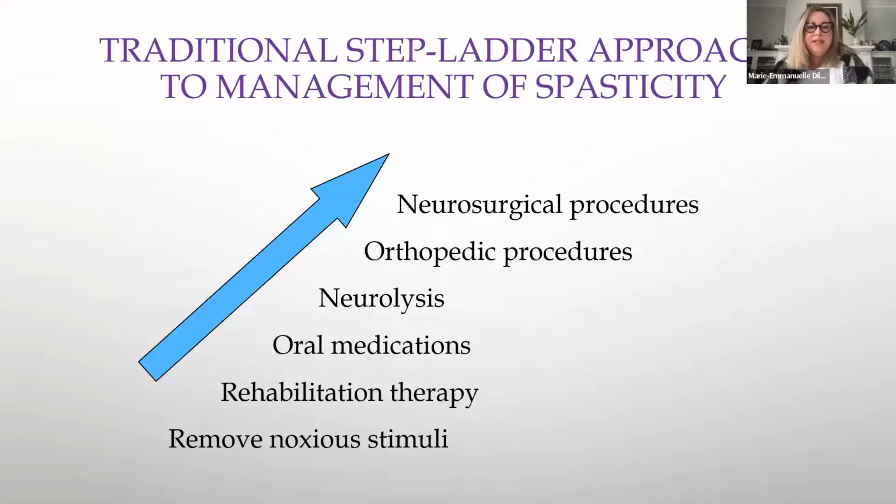Management of spasticity. So it's a step ladder approach. First and foremost, you have to remove pain, because pain may increase spasticity or dystonia. Then there's rehabilitation, and I'll talk about it later. Then you have oral medication, neurolysis, orthopedic procedures, and neurosurgical procedures.